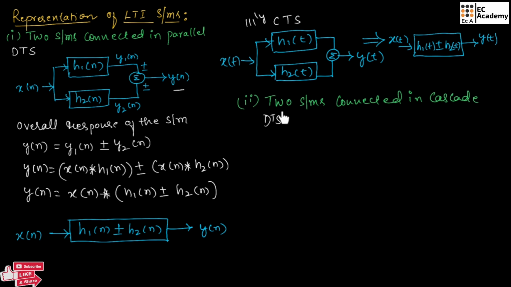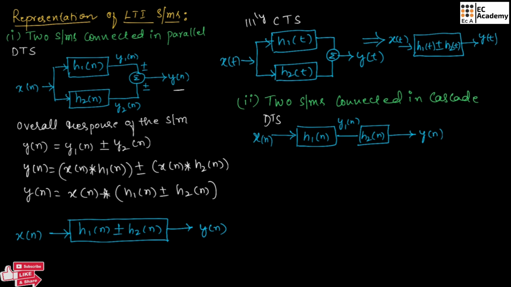Now, let us consider two systems that are connected in cascade. First, let us understand the discrete time systems. So, if we take x of n as input with two systems connected in cascade, first system represented with impulse response h1 of n, second system with impulse response h2 of n. Output of first system will be y1 of n. Output of second system is y of n.